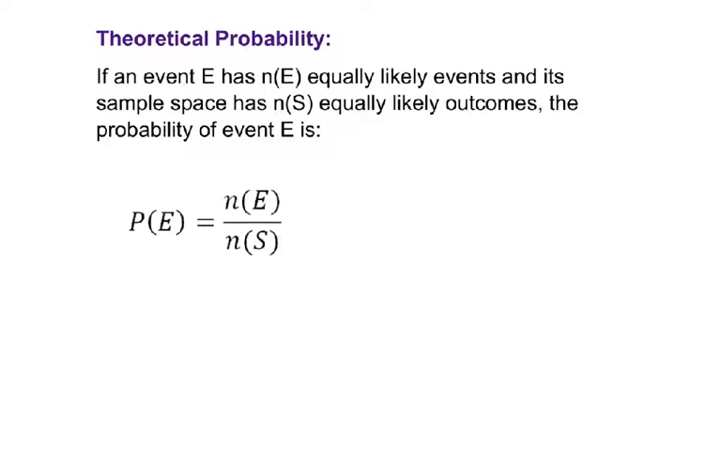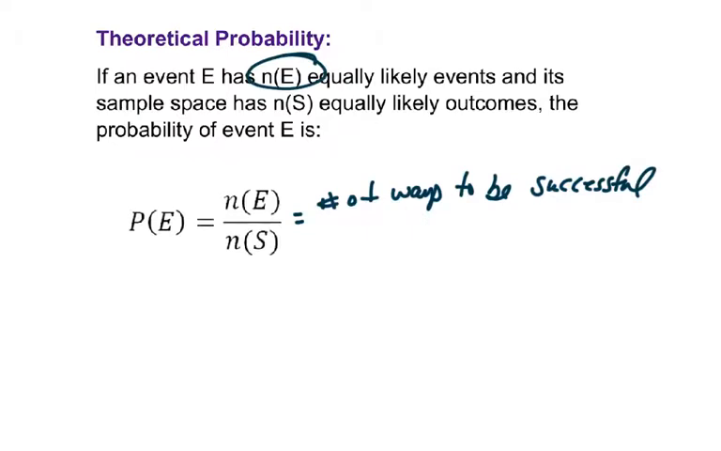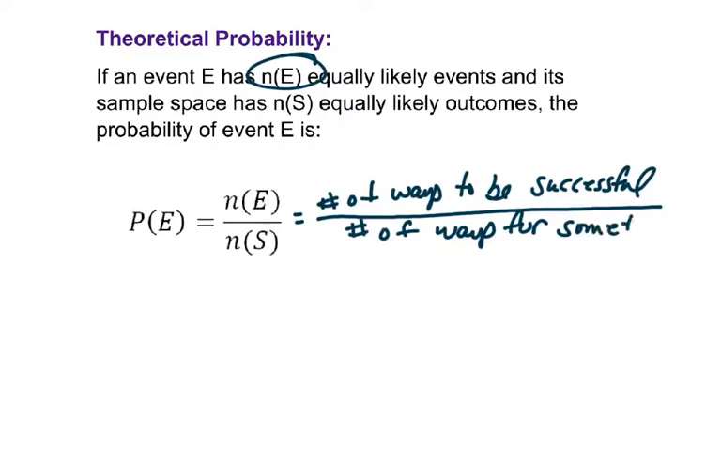And its sample space, n(S), which is the size of the sample space, the probability of the event is the following. So the probability of the event is equal to the number of ways to be successful, that's what your n(E) is, over the number of ways for something to happen. So that's going to be your entire sample space.